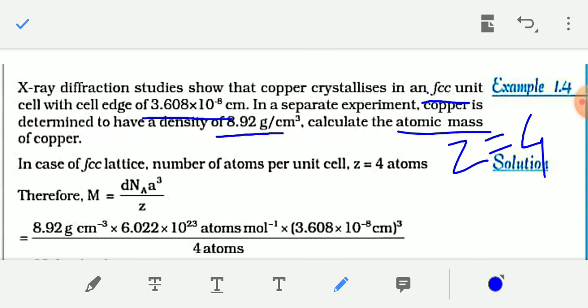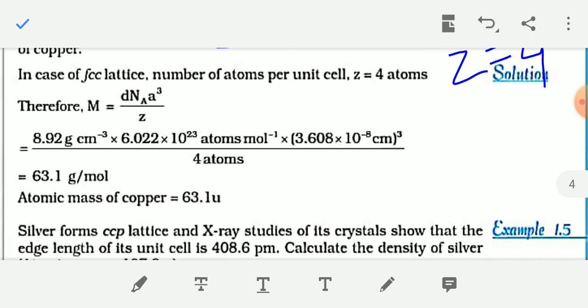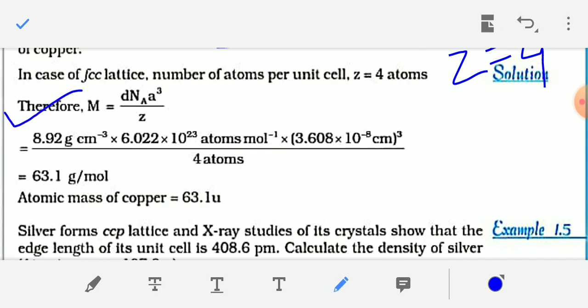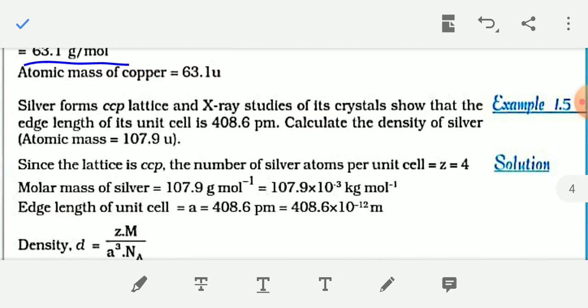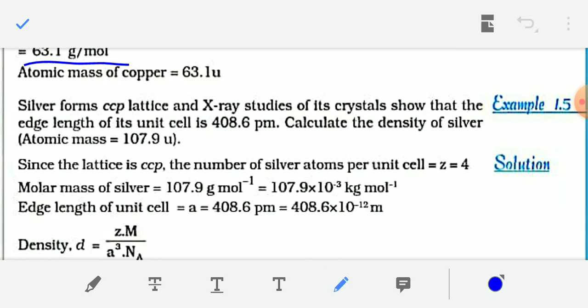So we know that d is equal to Z into M by Na into a cube, and M is equal to d Na a cube divided by Z. So just put in the values and you will get the value of M, that is, the atomic mass. And the atomic mass of copper will be 63.1. Very simple calculation using the formula of density calculation. Okay, similarly, one more question.